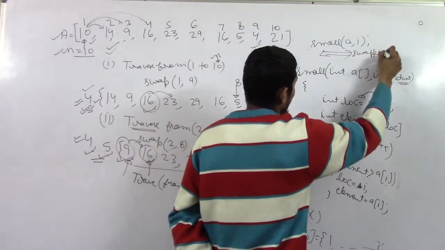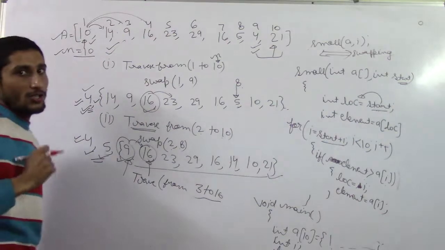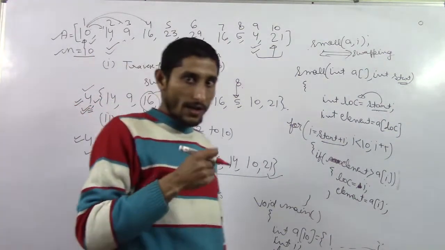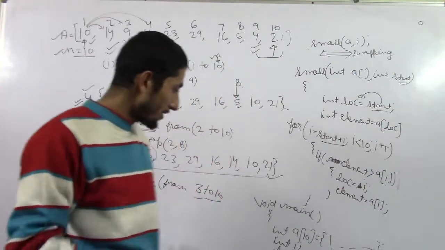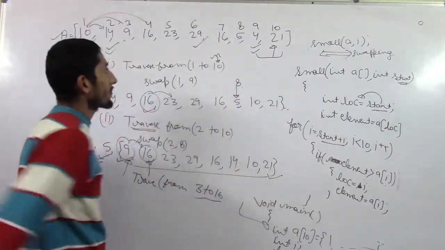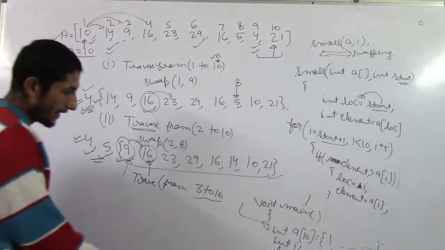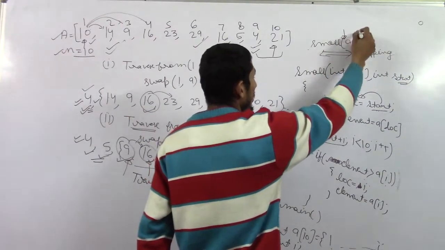I am again going to repeat. My intention is not to explain the selection sort. My intention is to explain how to call a function. Okay. So let me start from a. First of all, you have taken the array, and that is the array. Are you following this? And you are calling small, and you are passing a along with i.